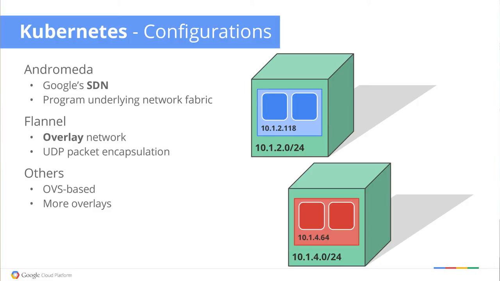And so we're actively working on that. Other configurations are not particularly well supported today, but are in the works. There's a couple of people working on OVS-based solutions, and I guess Andromeda would be similar to that in some ways. There's also a few other companies doing different types of overlay networks built on top of that, so we're also seeing how some of that ends up.